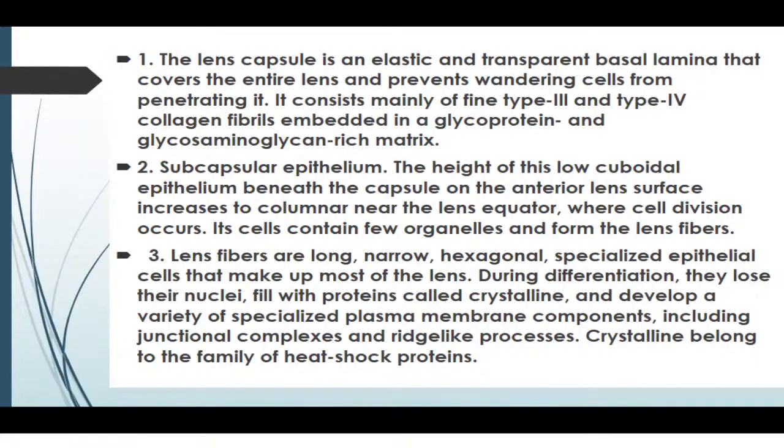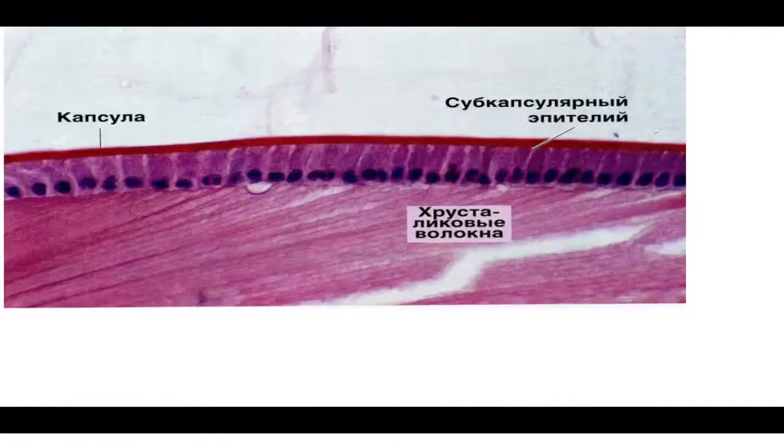Lens fibers are long, narrow, hexagonal, specialized epithelial cells that make up most of the lens. During differentiation, they lose their nuclei, fill with proteins called crystallins, and develop a variety of specialized plasma membrane components, including the junctional complex and ridge-like processes. Crystallin belongs to the family of heat shock proteins because with senescence it can degenerate.